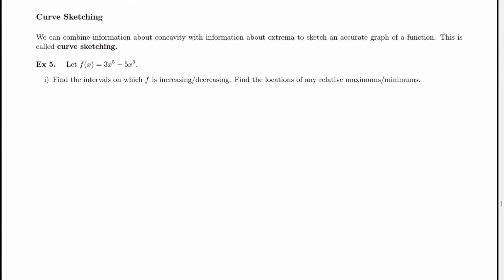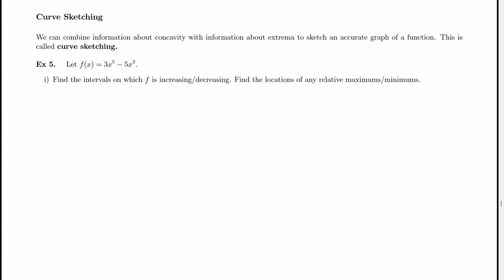So now we can combine all the information we have about concavity with information we have about extremas to sketch an accurate graph of the function that we're dealing with. And this process is called curve sketching. We'll be doing it for polynomials in this section. And again, in the next section, we'll be doing it for rational expressions, meaning fractions where we have x's in the numerator and the denominator.